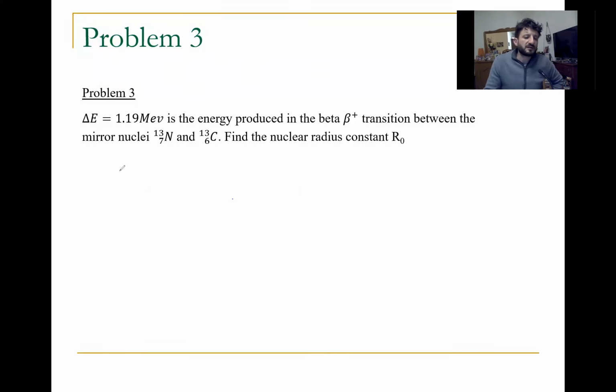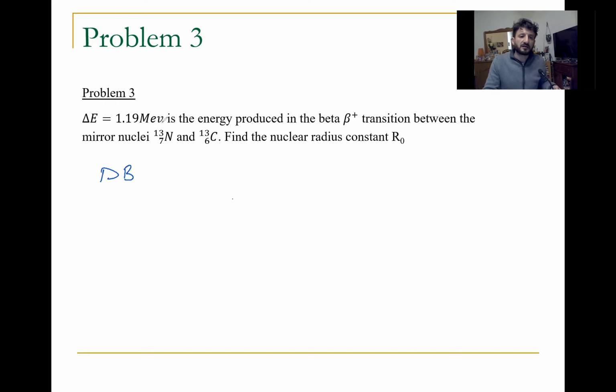I give you delta binding energy. Delta E, I mean delta binding, equals the binding energy of one nucleus minus the binding energy of another nucleus. Okay. Here we have a beta plus transition. We have a beta plus decay.